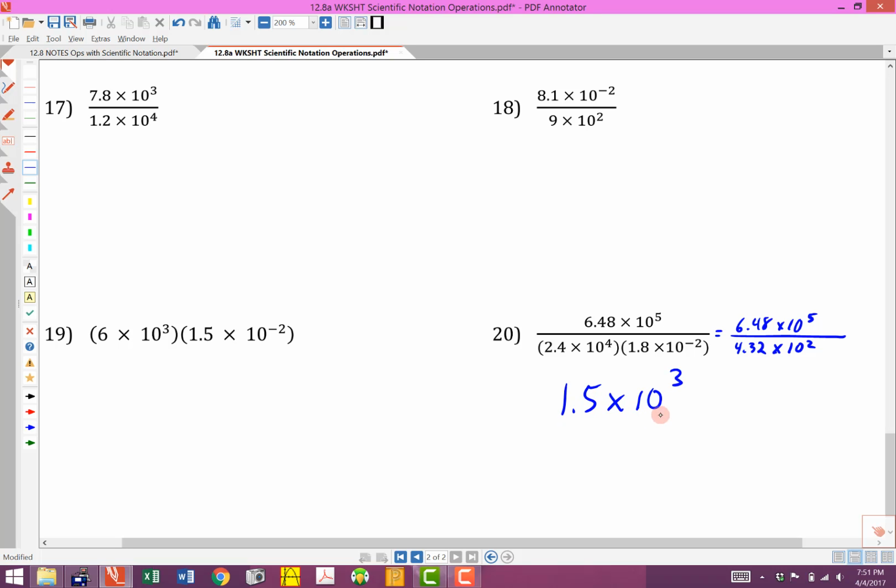Okay, now we need to look at this and think, is this in scientific notation? Do we have a decimal number with a non-zero digit, just one of them in front of the decimal? The answer to that is yes. And do we have this multiplied by a power of 10? The answer to that is yes. So that right there is the answer to number 20.